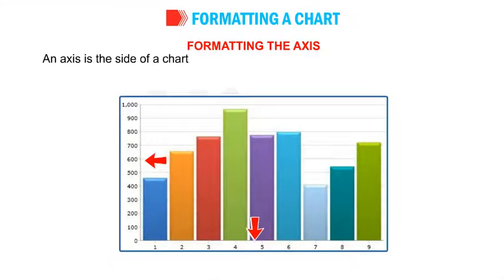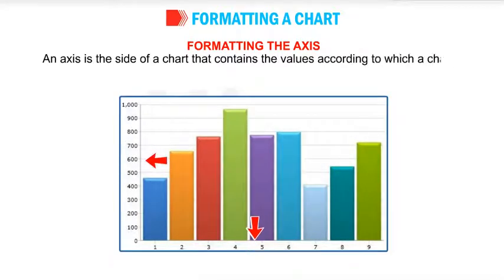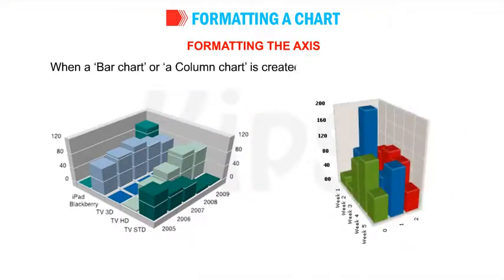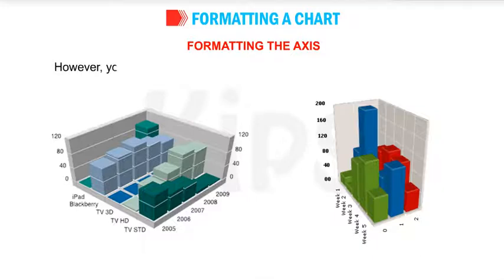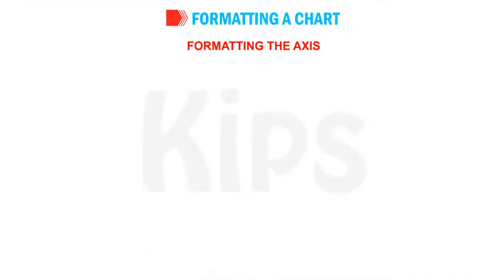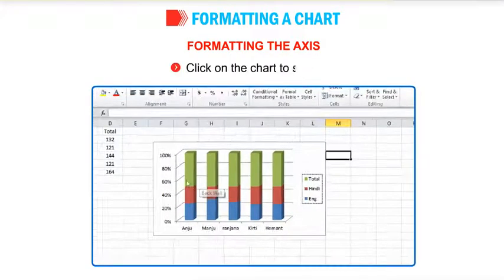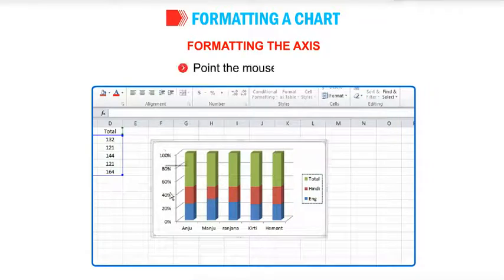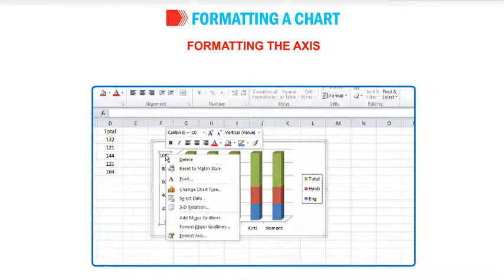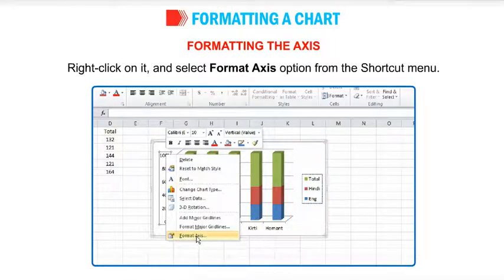Formatting the axis. An axis is the side of a chart that contains the values according to which a chart is plotted. When a bar chart or a column chart is created, it has an x-axis and a y-axis. You can, however, customize the scale to meet your needs and requirements. Follow these steps. Click on the chart to select it. Point the mouse at y-axis. Right-click on it and select Format Axis option from the Shortcut menu.